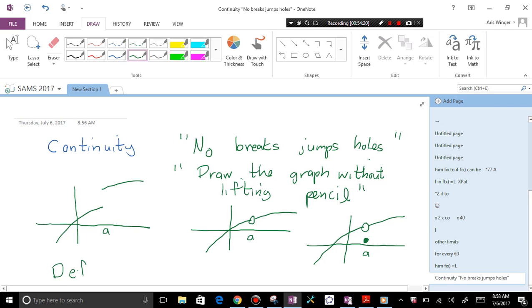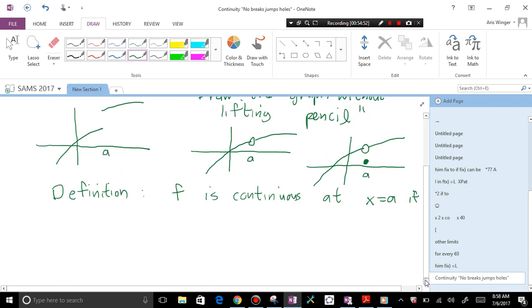Definition. This is like question number 3 or so on the test. Define continuity at a point a. f is continuous at x equals a if the following are satisfied.